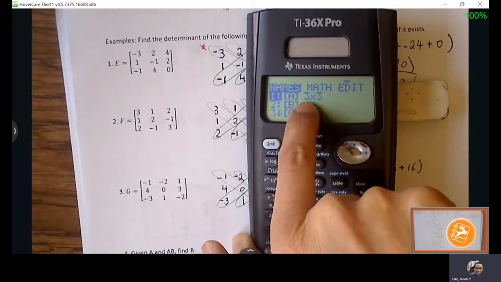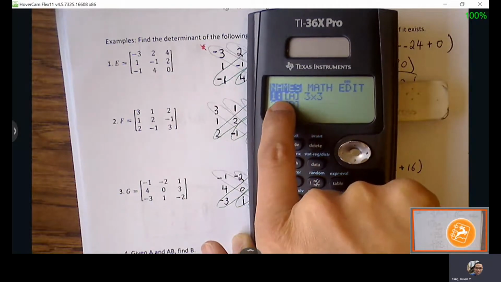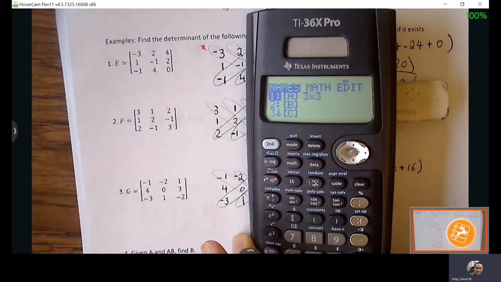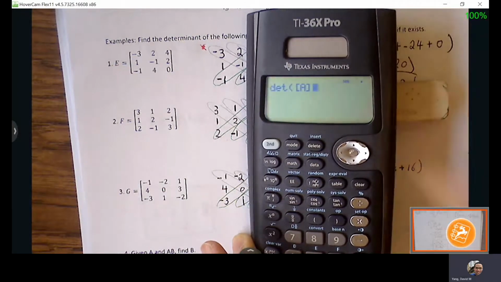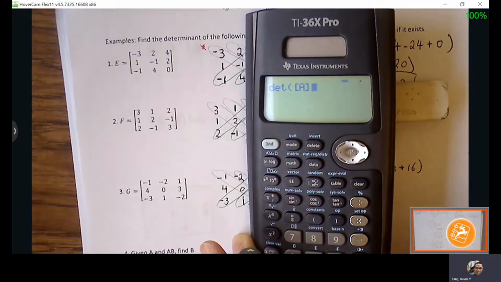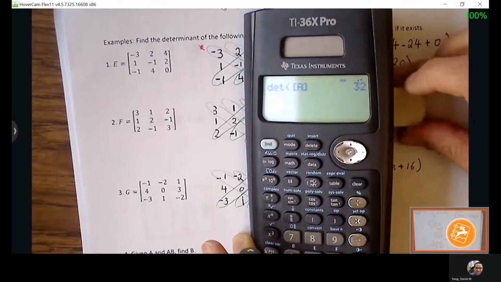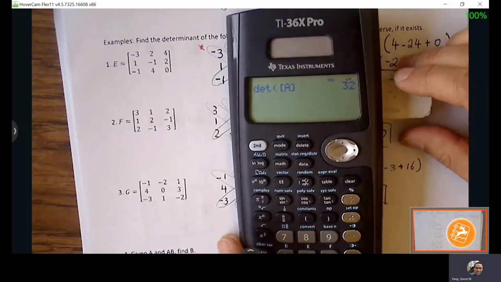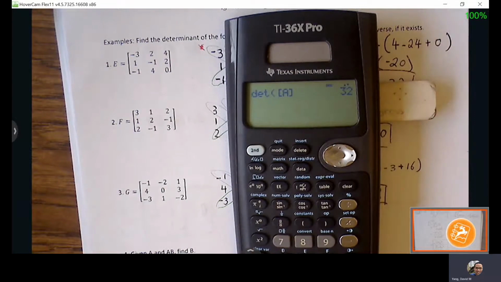Okay, we've already edited matrix A. Now we're going to call it. So under names, select one, hit enter. So now you're asking the calculator to find a determinant for your 3x3 matrix. Hit enter again. 32. Okay, so if you're using a 36 Pro, any questions with that?